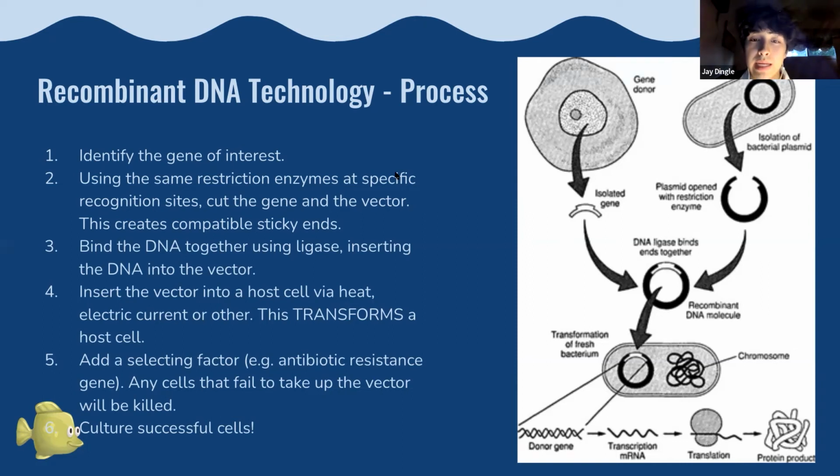And now we can insert our vector into the host cell down below via heat or electric current, effectively transforming the host cell. Then we'll add a selecting factor, usually an antibiotic resistant gene. And what this allows us to do is that any cells that do not take up the vector will be selectively killed off, which allows us to culture successful cells.